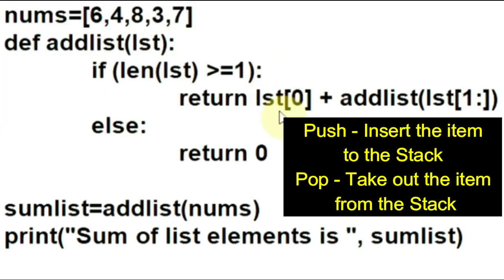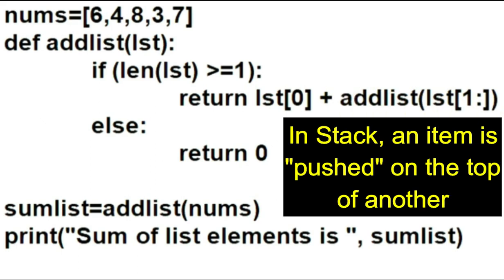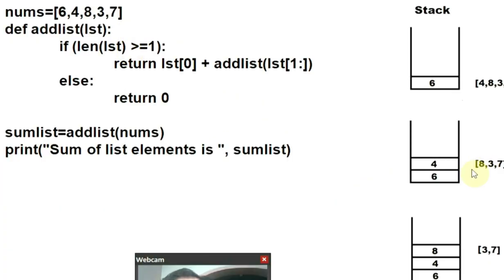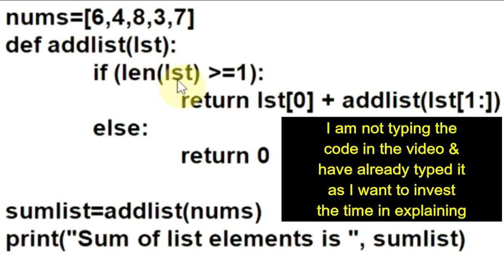Is the length of the list, that is 4, greater than 1? Yes. Return LST 0, 0th element is 4. Go back to the main function taking 4 and call the addList function from the first index location, that is from the 8th element till end. But because of the recursive call, control cannot go back to the main function. So this 4 is again pushed to the stack and LST parameter will get these values 837. The length of LST is 3. Is 3 greater than 1?